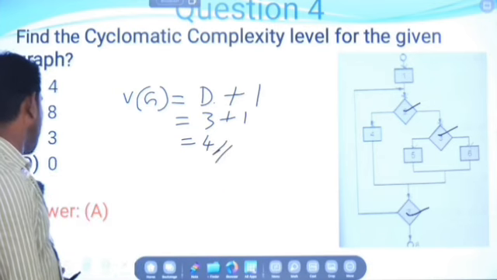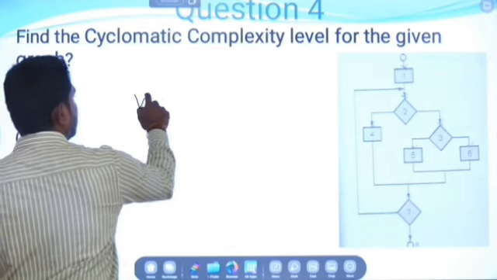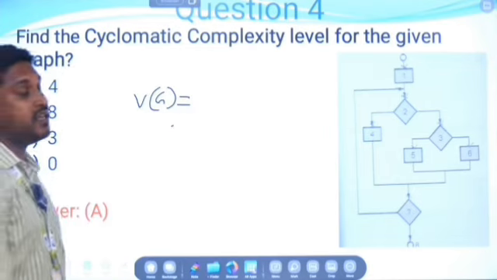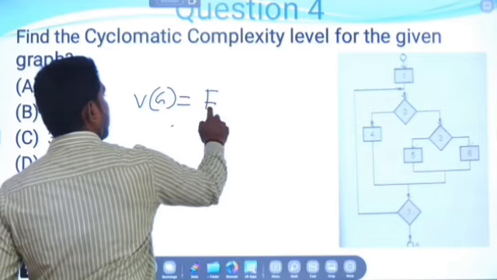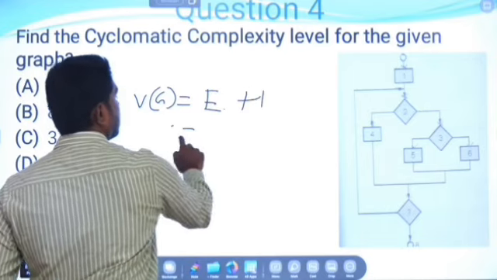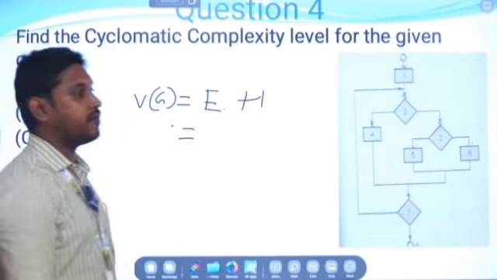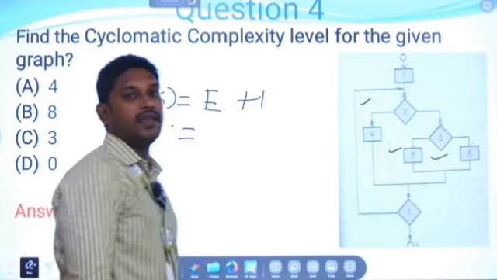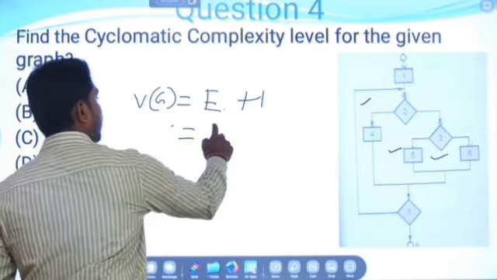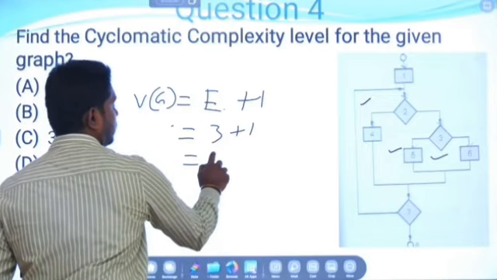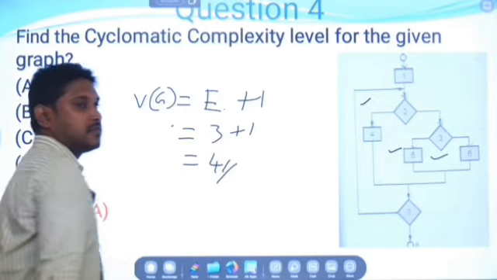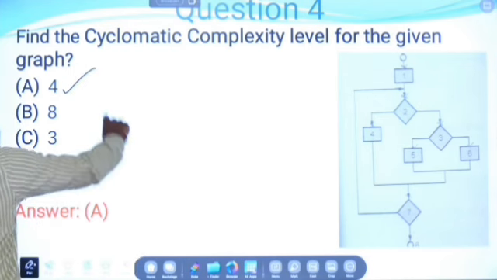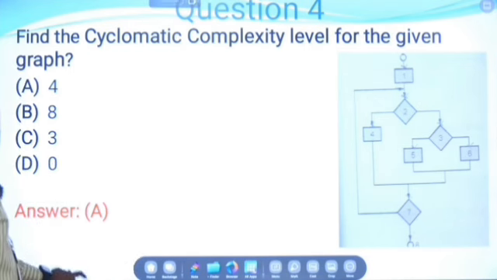And what is the next formula? V(G) is equal to the number of enclosed areas plus 1. So how many closed areas are there in the given graph? 1, 2, 3. So there are 3 enclosed areas. According to the formula, 3 plus 1 is equal to 4. That is according to the second formula. Option A is the correct answer.